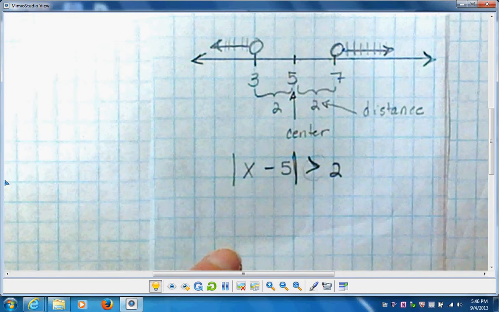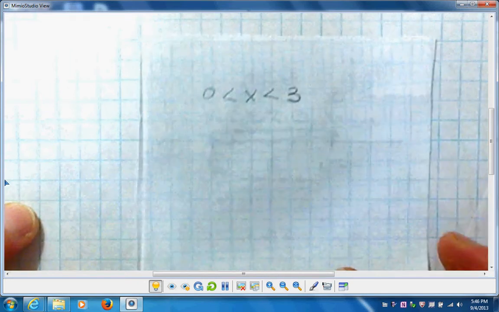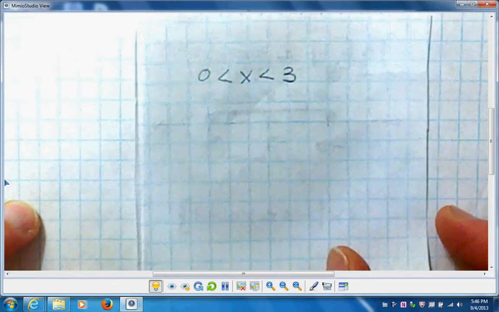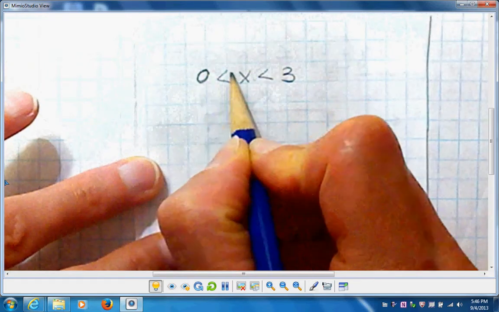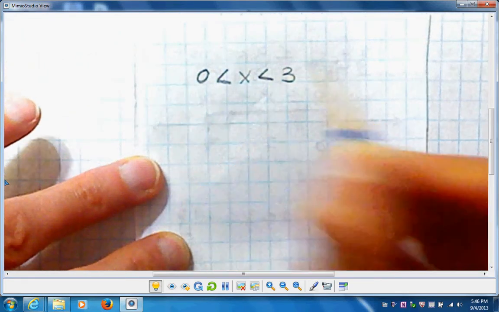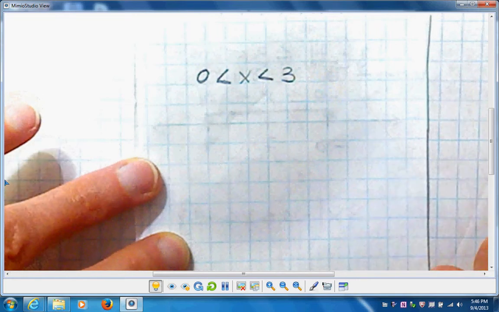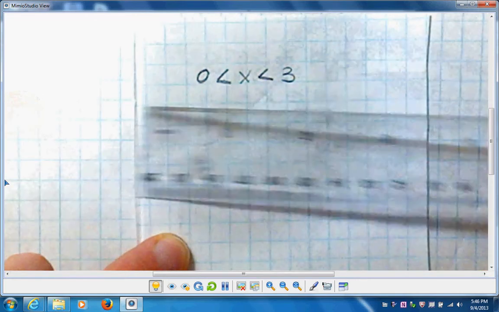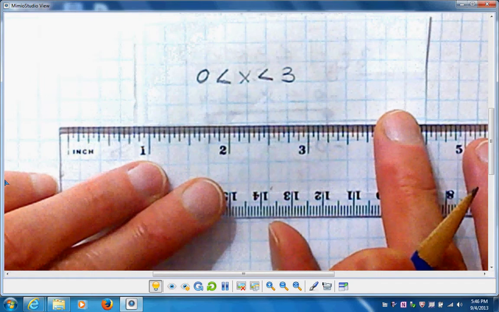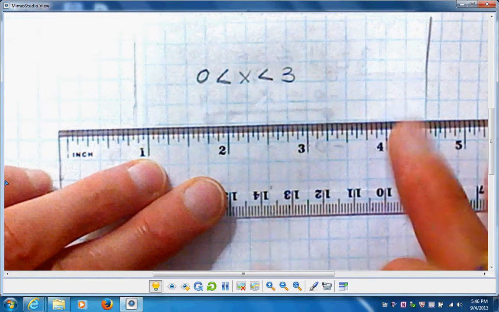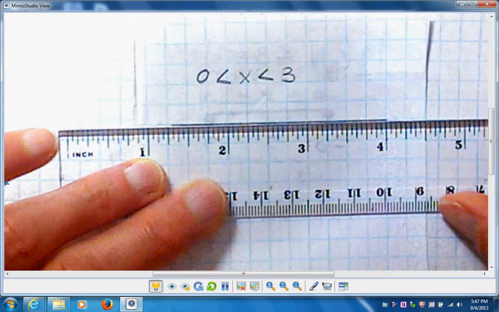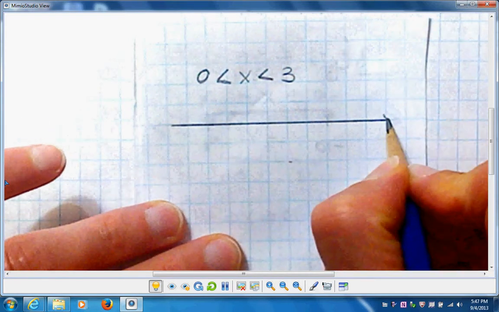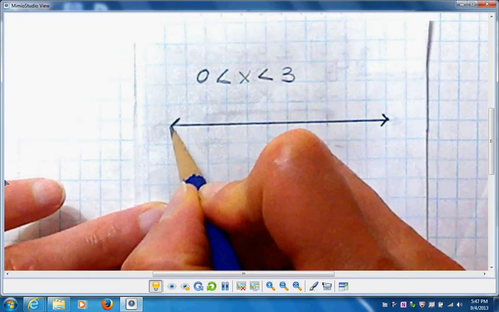How about going from a compound inequality? If we look here at this example, this is a compound inequality. It's hard for me to go from here to an absolute value without looking at it on a number line. So I'm going to translate this to a number line, because it just makes things clearer to see a picture.